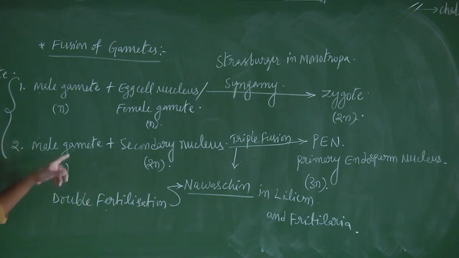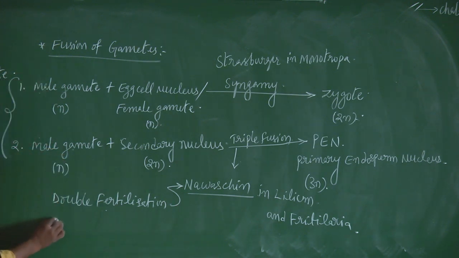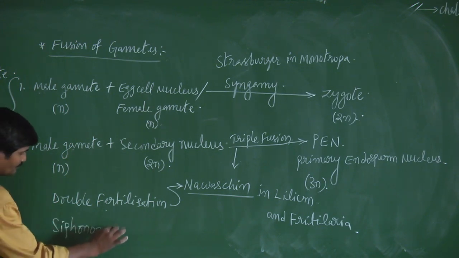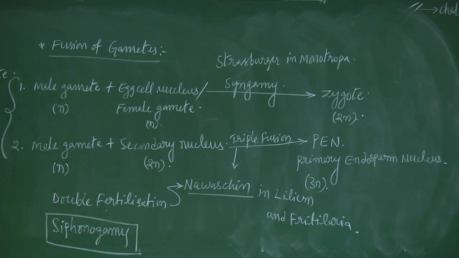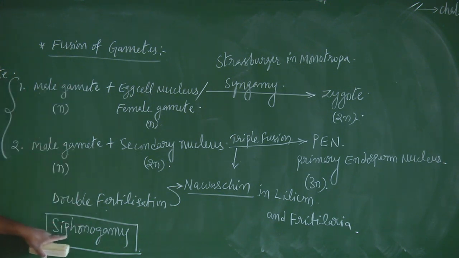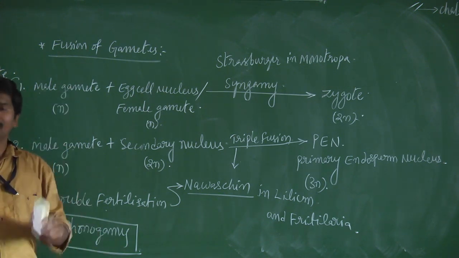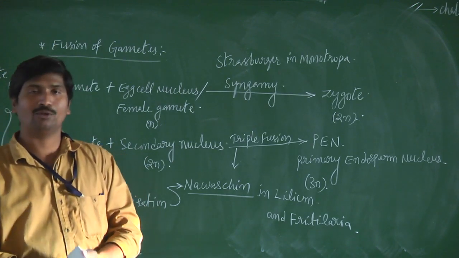Here one more important point: the male gametes are generally non-motile. These non-motile male gametes are carried through the pollen tube. That's why this is known as siphonogamy. The non-motile male gametes carried by the pollen tube is known as siphonogamy. It is a characteristic of fertilization here. Okay, so.